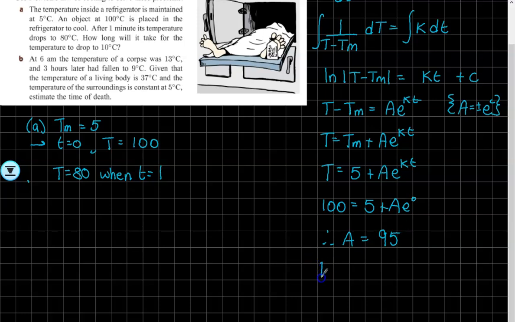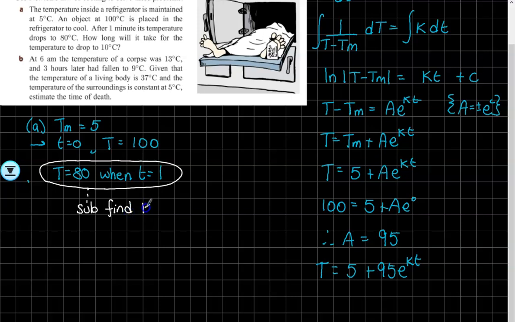So now we have temperature equals 5 plus 95 e to the kt. It's a bit of a pest because we still haven't found k, but lucky for us, we have this information that we can sub in. We can then find k, and then you have your full equation.